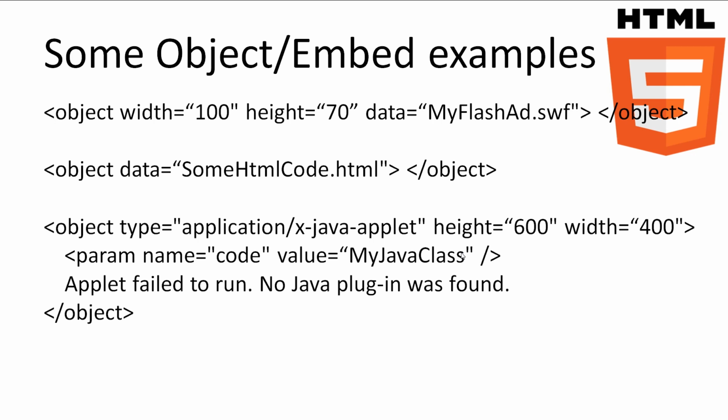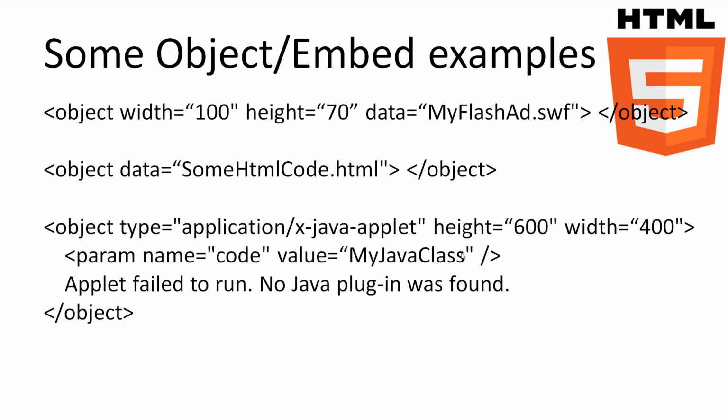This will load the flash file into a 100x70 box and will use the file myflashad.swf. In the second example, we have an object of HTML code that we want to embed into the web page, which will load the HTML code into that part of the web page and run it.